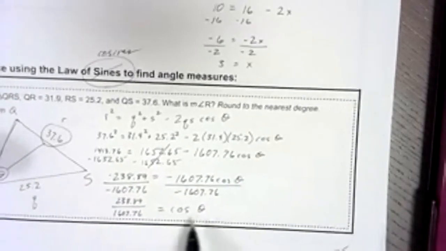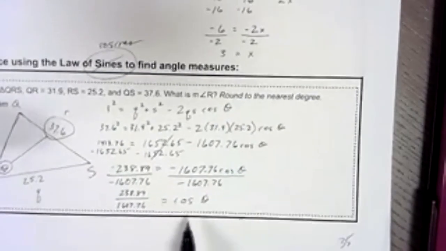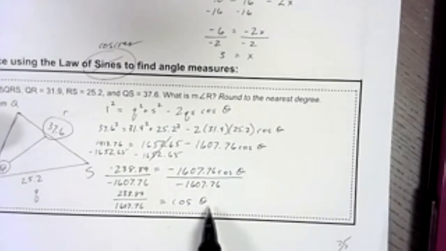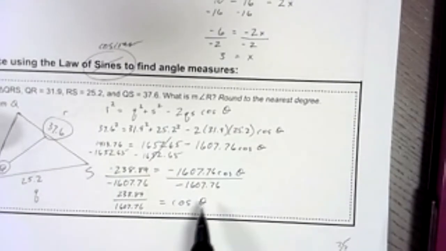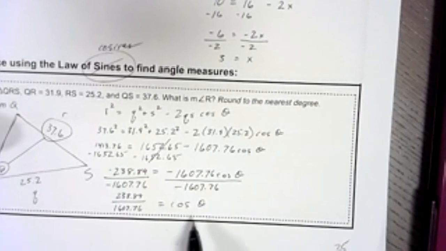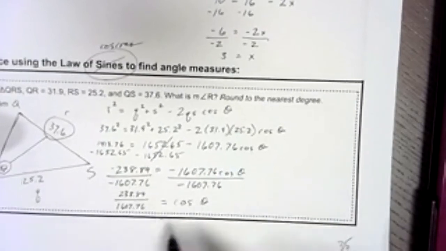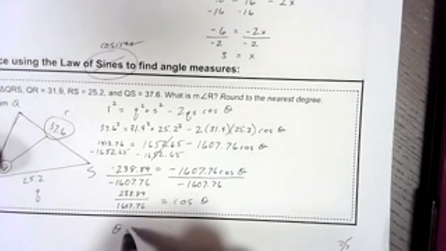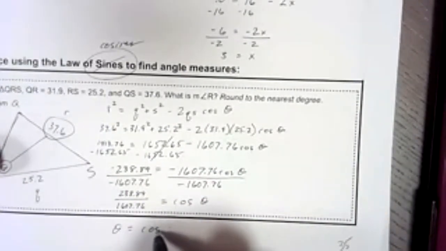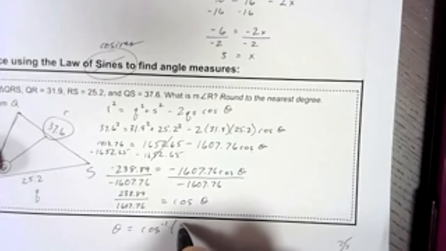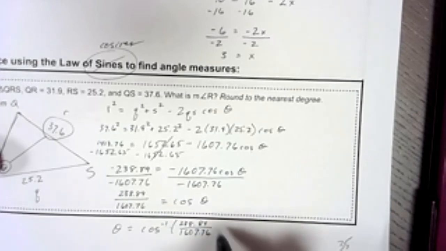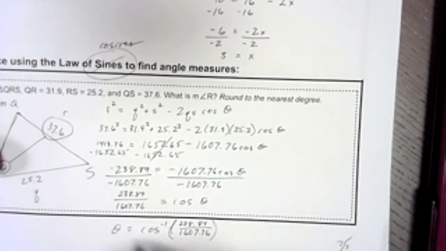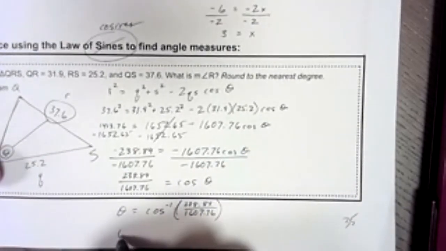Now remember, when we're trying to solve for the angle, we've got to use our inverse cosine. So now I can undo this with the inverse function, and I'm just going to switch sides: theta is equal to the inverse cosine of 238.89 divided by 1607.76. And then I plug this into my calculator to get my angle theta.